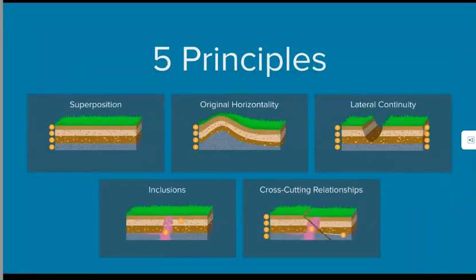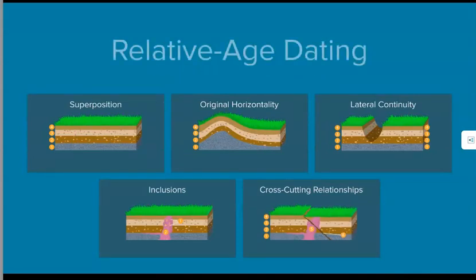Geologists use these principles of relative age dating to organize past geological events. By analyzing the positions of rock layers, they can determine the relative ages of the rocks.